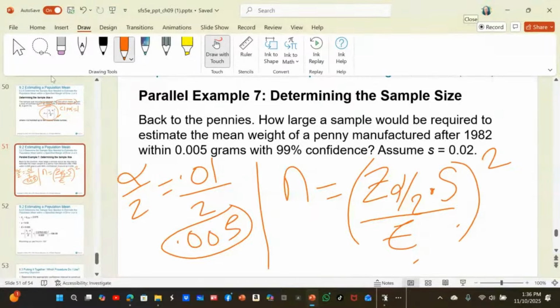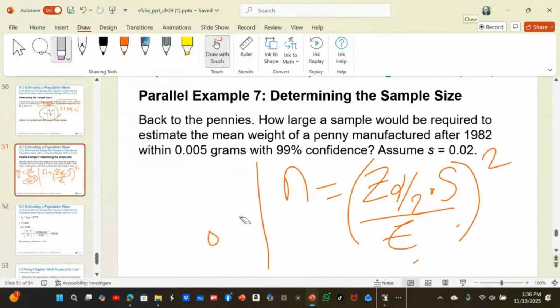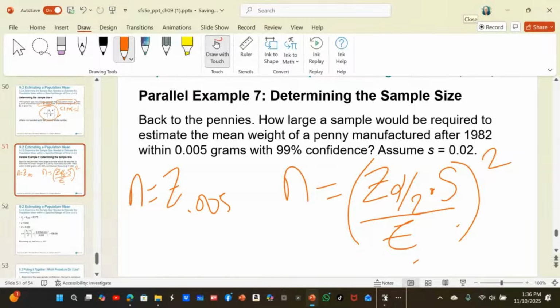So you will now do the substitution. Find out what you are given. We already know that the area to the left is 0.005. So I'm going to substitute in the formula. Sample size is equal to the critical value for 0.005, multiplied by the standard deviation, and the standard deviation is 0.02.